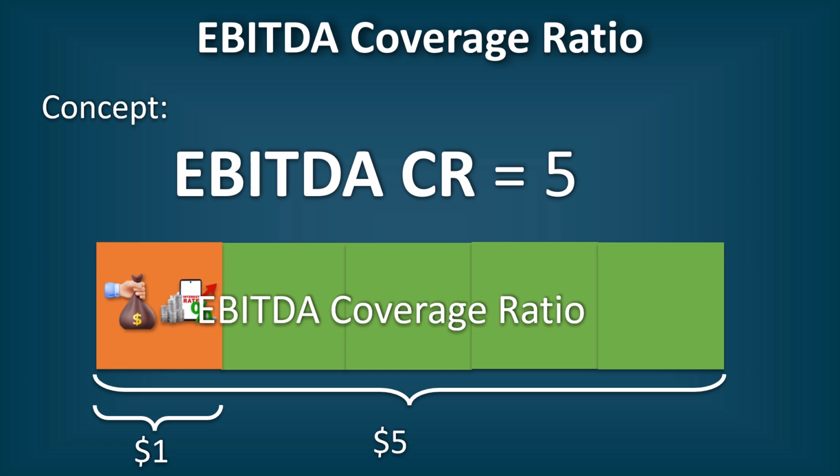If the ratio were lower, say below 1, it would indicate that the company does not have enough earnings to cover its loan payments. This is a simple but powerful formula for understanding a company's ability to manage its debt.